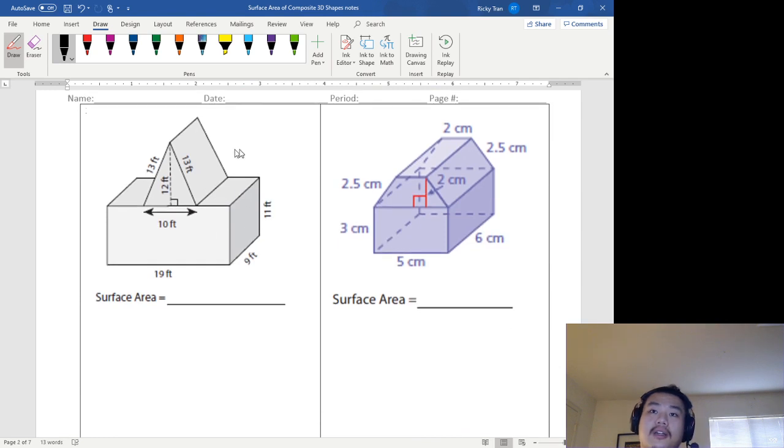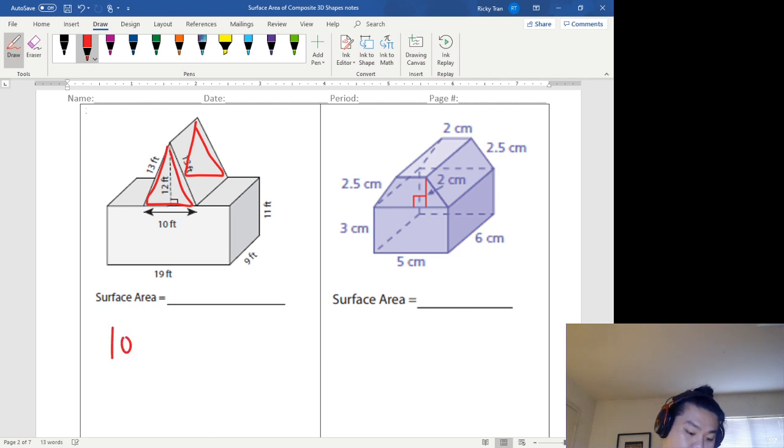All right, here, this one's going to be a little bit more difficult. All right, so let's start with this triangle in the front. So I'm going to mark the triangle in the front, triangle in the back. Okay, so triangle in the front, triangle in the back is going to be 10 times 12 divided by 2 times 2, because there's two of them.